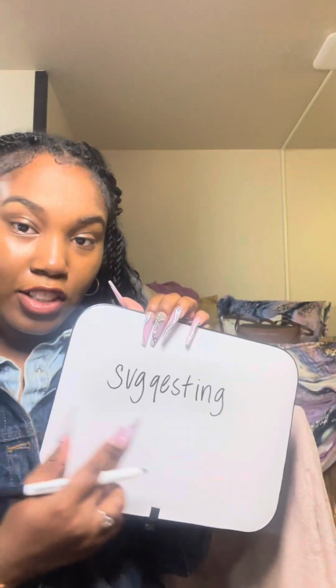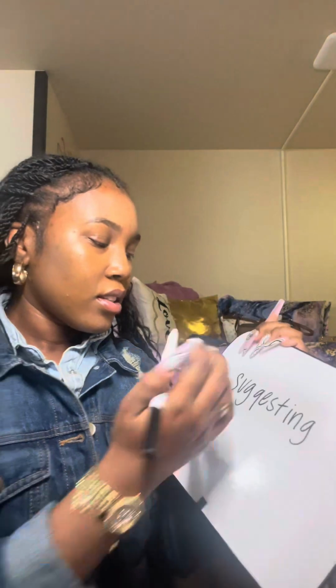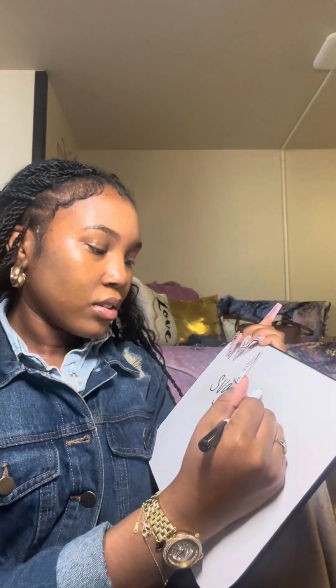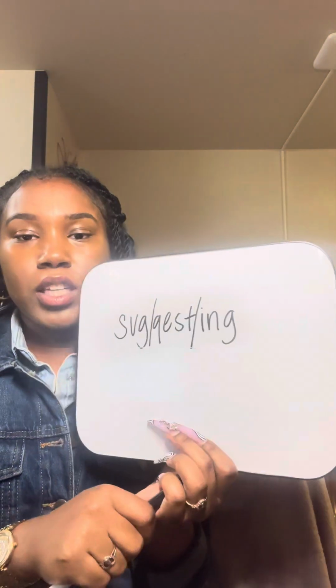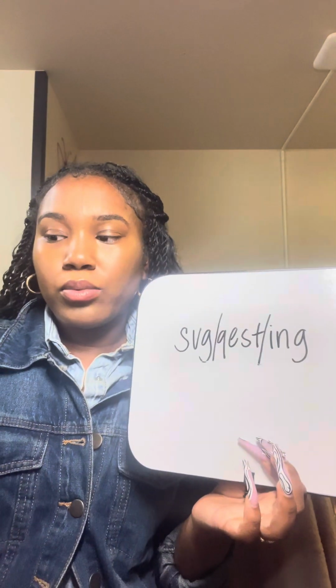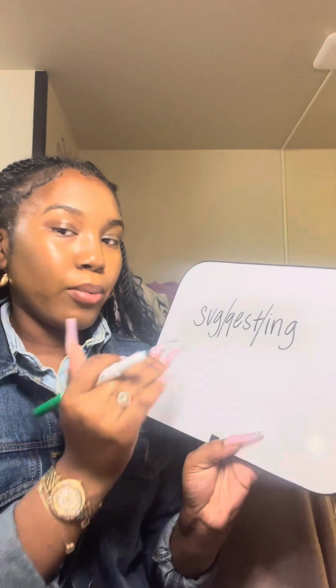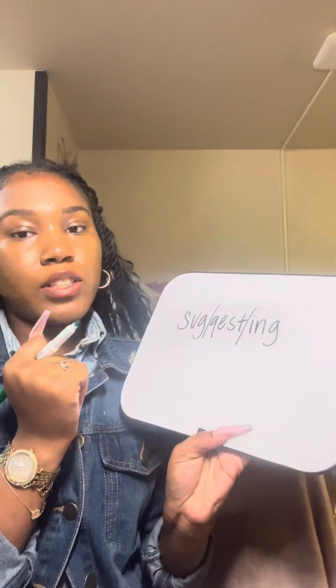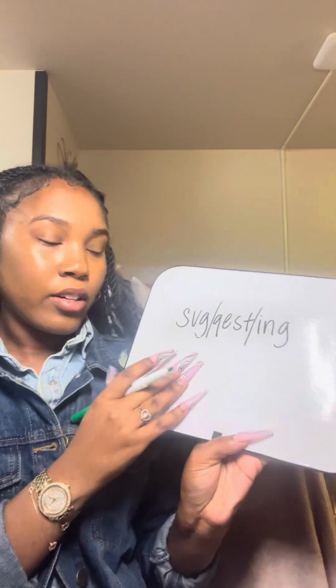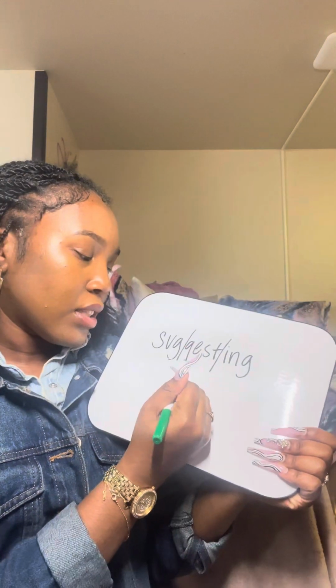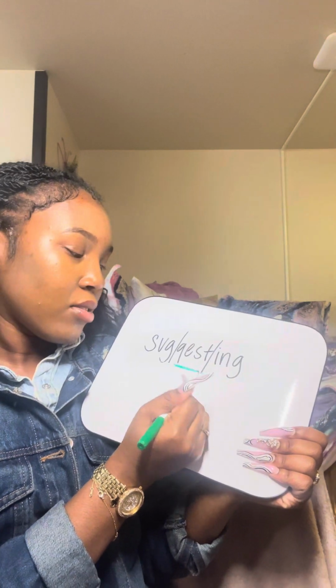We have another example. This time we have the word suggesting. So when we hear the word suggesting, let's break it into syllables. Suggesting. So based on this word, first let's identify our root. Well, we know that the root often falls in the middle, and the prefix comes before the root, and the suffix comes after the root. So based on our word, we can suggest that gest would be our root.